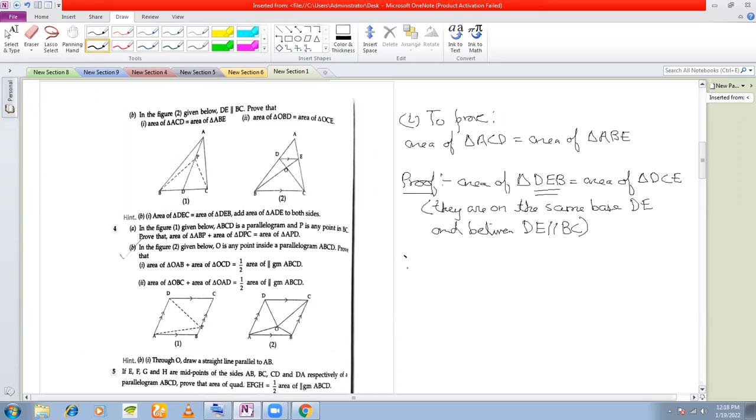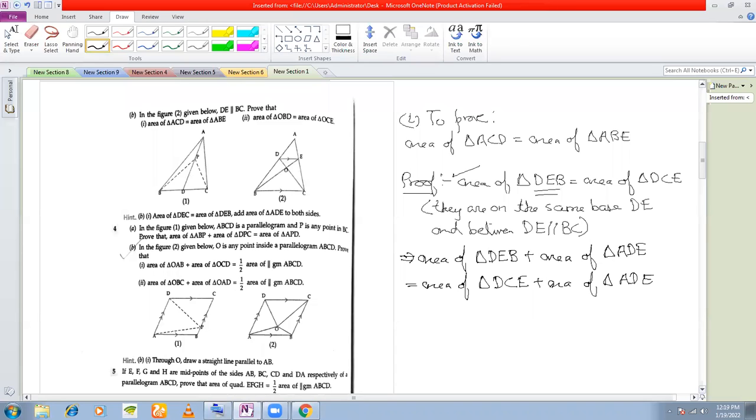ADE. So from this, area of DEB is equal to DCE, I can write area of triangle DEB plus area of triangle ADE is equal to area of triangle DCE plus area of triangle ADE. So what have I done? In this equation, I have simply added area of triangle ADE to both sides, right?